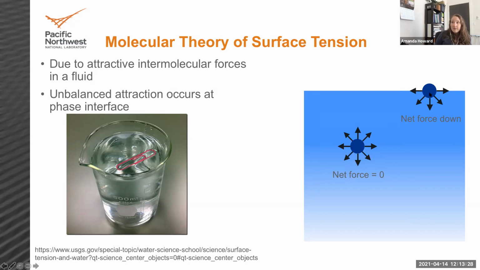But if you're on the surface, there are no water molecules up here to exert a force on this target water molecule. And that means the forces up here aren't going to cancel out with the forces down below the molecule. So there's going to be a net force on the molecule down. And that's what surface tension arises from. It's this imbalance of forces at the surface. So you can get phenomena like a paperclip floating on water.